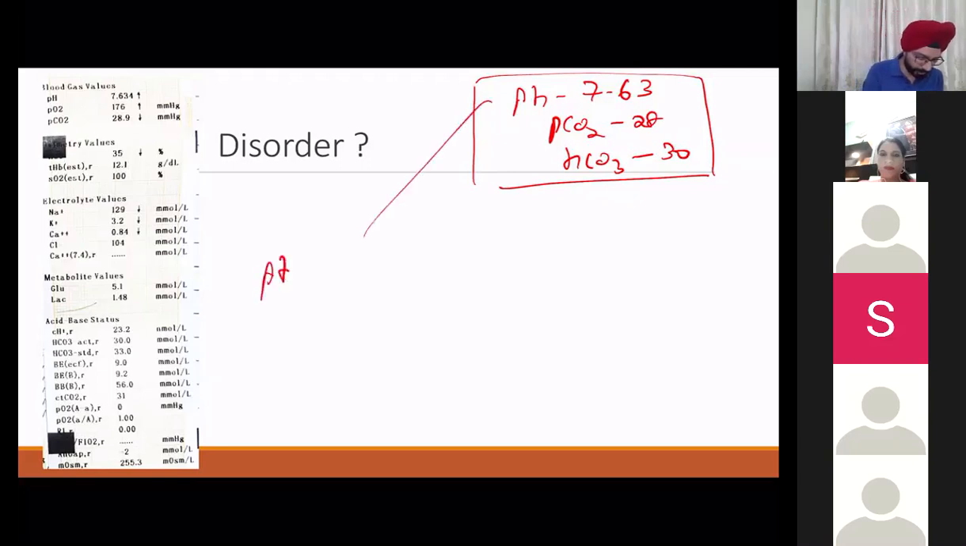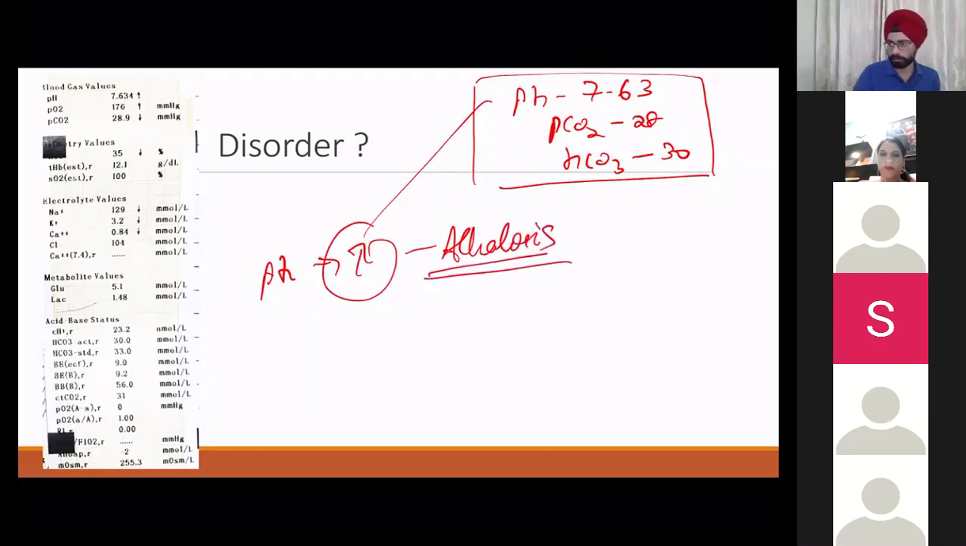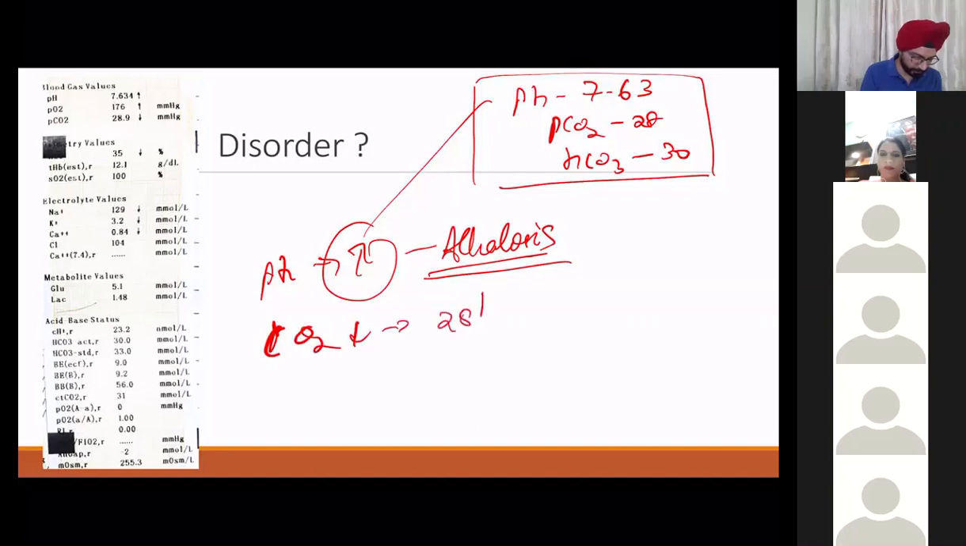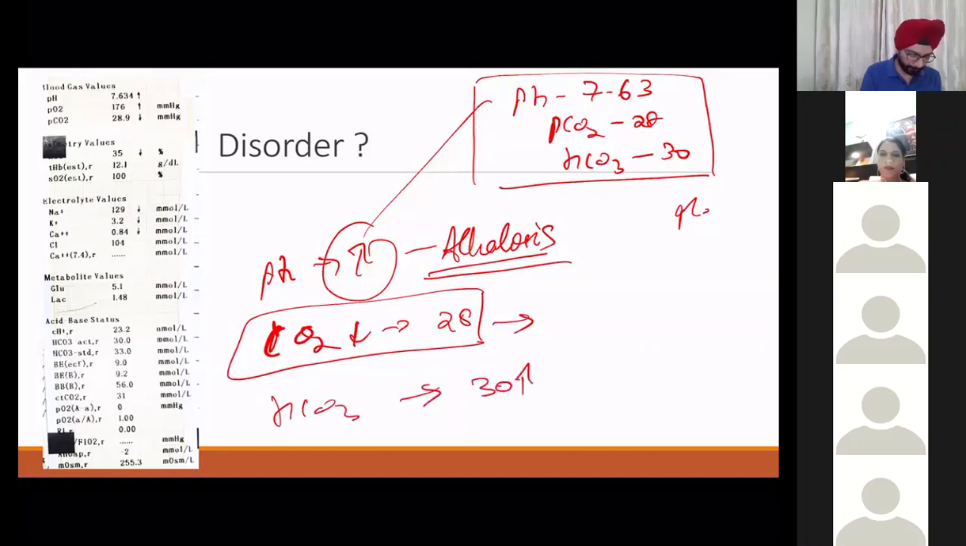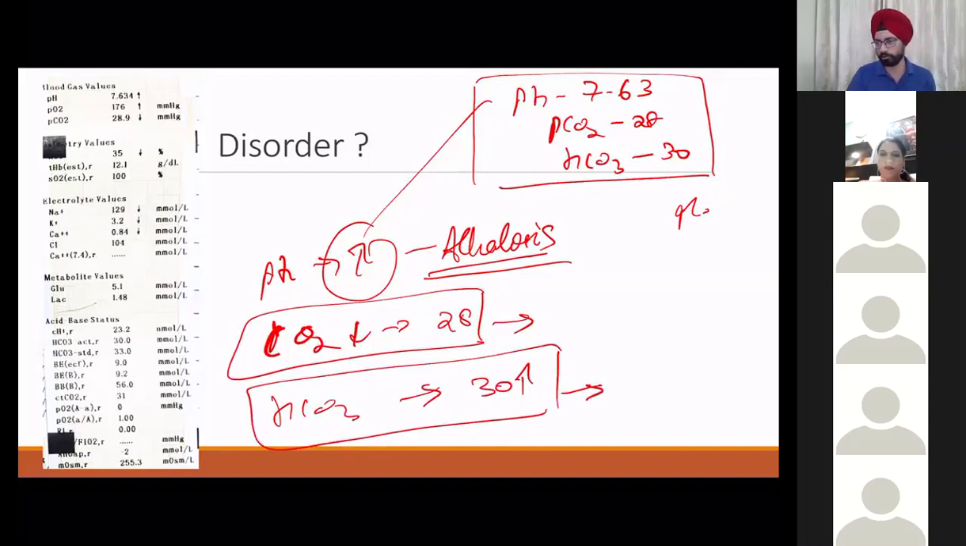The pH is going up, so obviously there is alkalosis, right? And PCO2 is going down. So yes, that is the process responsible for the increase in pH. And bicarbonate is also going up. That means there is a metabolic component to the alkalosis also. Hence, this is a mixed disorder again, and it's a mixed alkalosis going on this time.